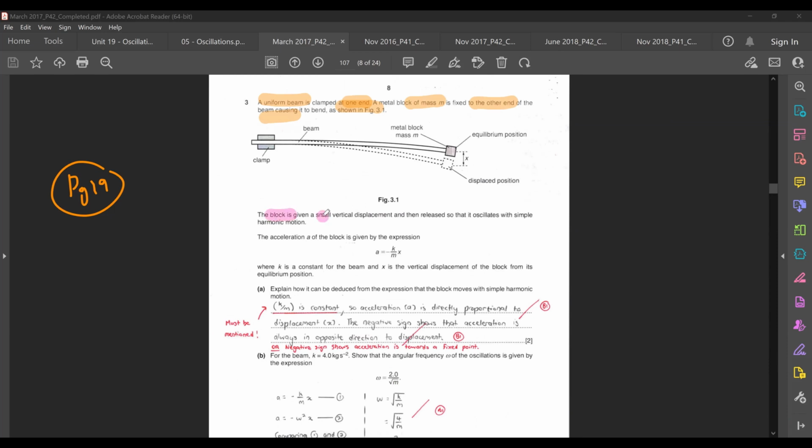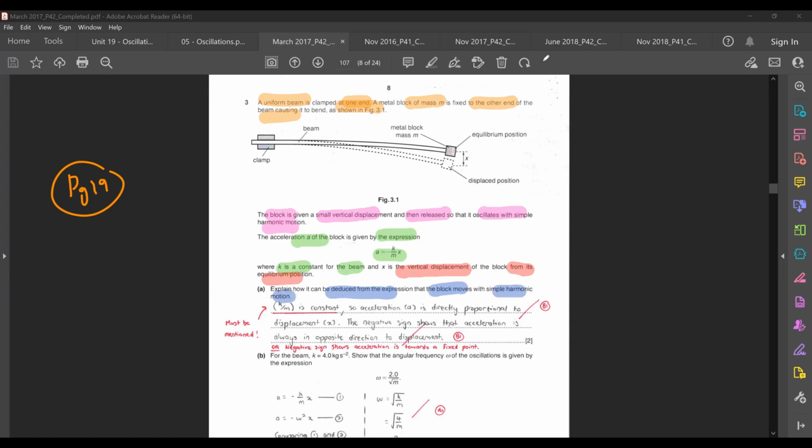The block is given a small vertical displacement and then released so that it oscillates with simple harmonic motion. The acceleration a of the block is given by the expression a equals negative k over m x, where k is a constant for the beam and x is the vertical displacement of the block from its equilibrium position. Explain how it can be deduced from the expression that the block moves with simple harmonic motion.